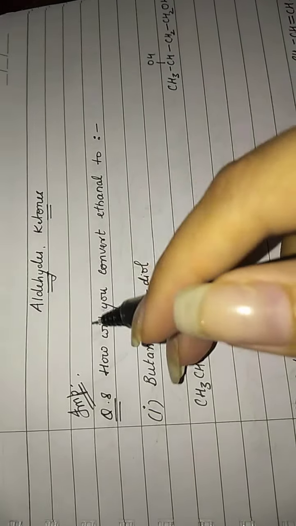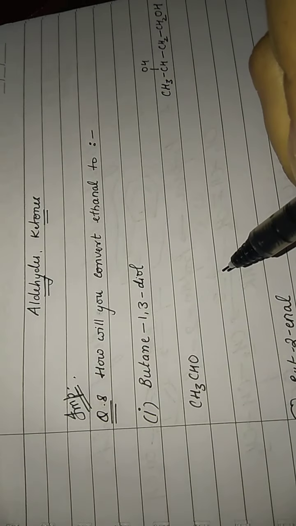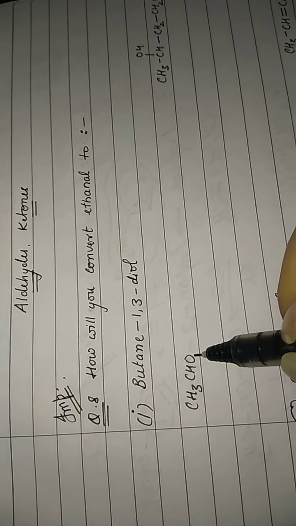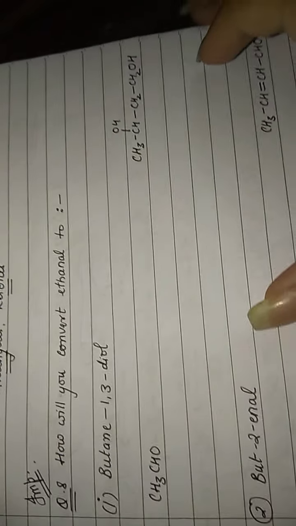So discussing question number 8 of aldehydes and ketones back questions, it says, how will you convert ethanol to the following compounds? Now all of us know what ethanol is, CH3CHO. The first part says how will you convert it to butane-1,3-diol, that is this compound, butane-1,3-diol.